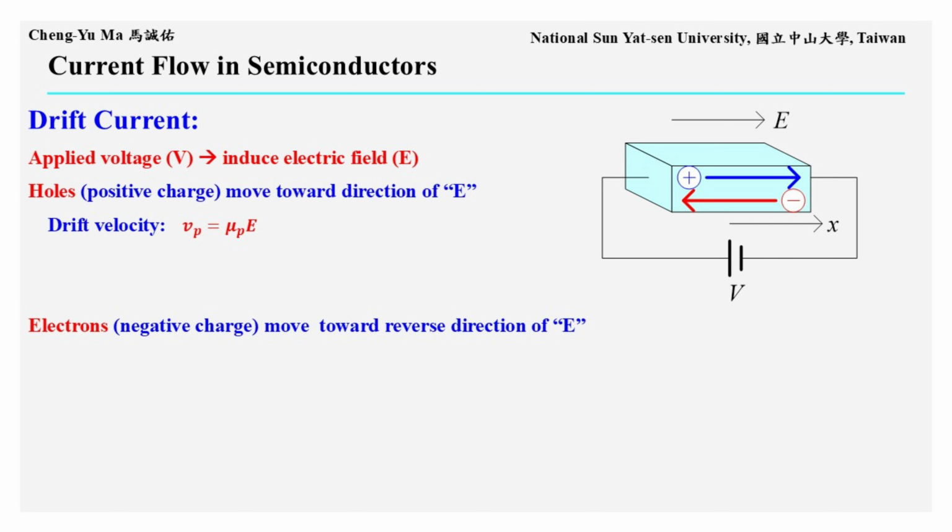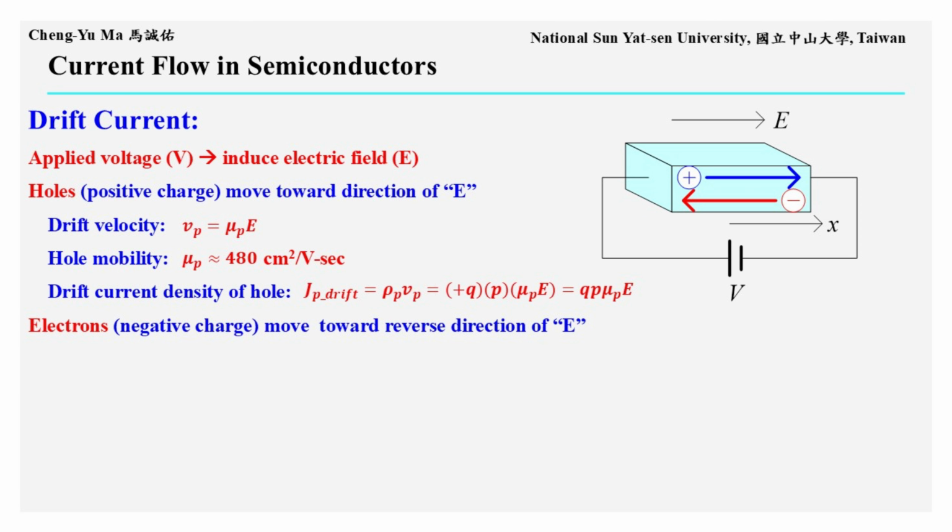The velocity produced when holes move under the force of an electric field is called drift velocity. Experimental results show that this velocity is proportional to the electric field's strength. Therefore, the relationship between drift velocity and electric field is obtained. The hole drift velocity, Vp, equals mu p multiplied by electric field E. This mu p is called hole mobility. Mobility describes the relationship between electric field strength and carrier drift velocity. It represents the ability of carriers to move under the force of an electric field. In silicon, hole mobility is about 480 square centimeters per volt second.